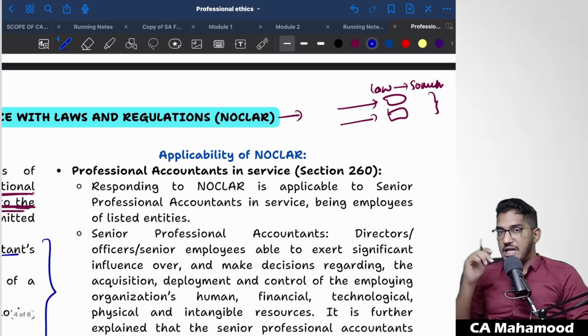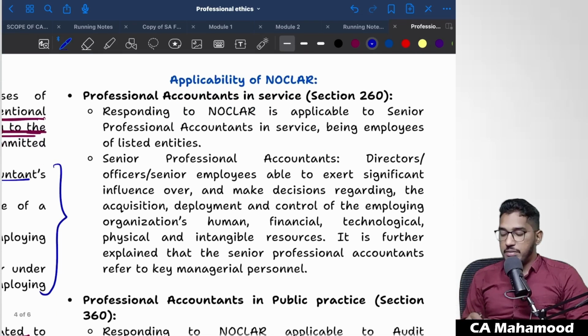Sir, you are telling, as per the NOCLAR rules and regulations, if we come across any non-compliances either in practice or in service, we are required to report to concerned authorities. To whom will it be applicable, sir? As I have told, it will be applicable for professional accountants in service also. It will be applicable for professional accountants in practice also.